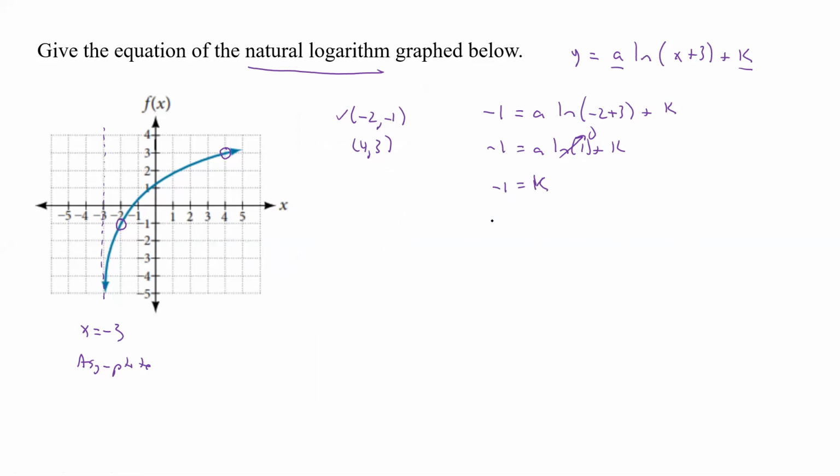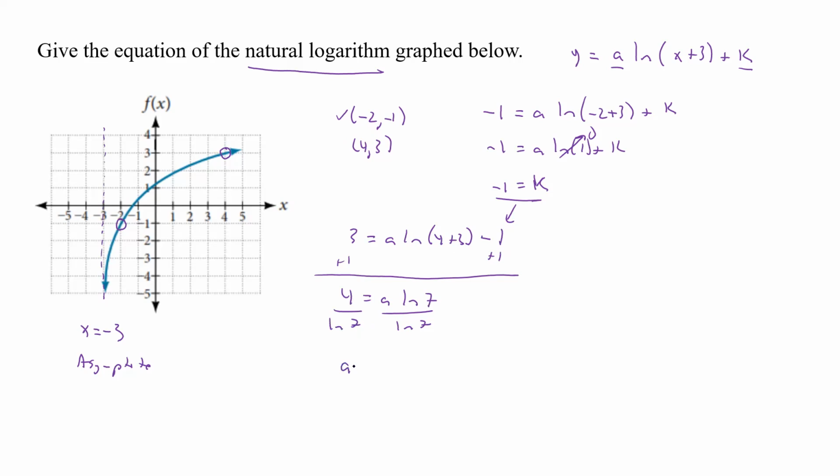And so this gives us now the new function. Well, let's just plug in this point and do it all at one time. So 3 equals a ln, x is 4 plus 3, and then -1 because k is going here. So we're just going to plug that in directly. And now we can solve for a. Well, let's do that: plus 1, plus 1. 4 equals a ln of 7. Divide by ln of 7, and so a is equal to 4 over ln of 7.